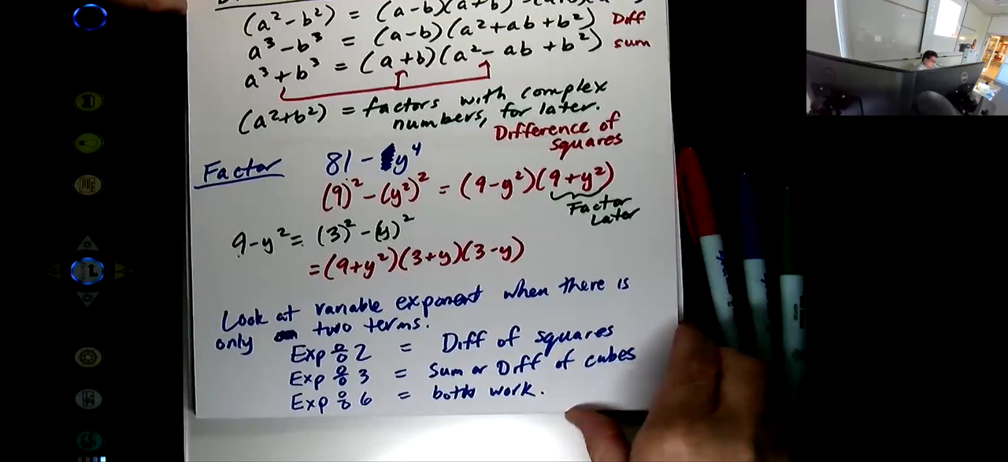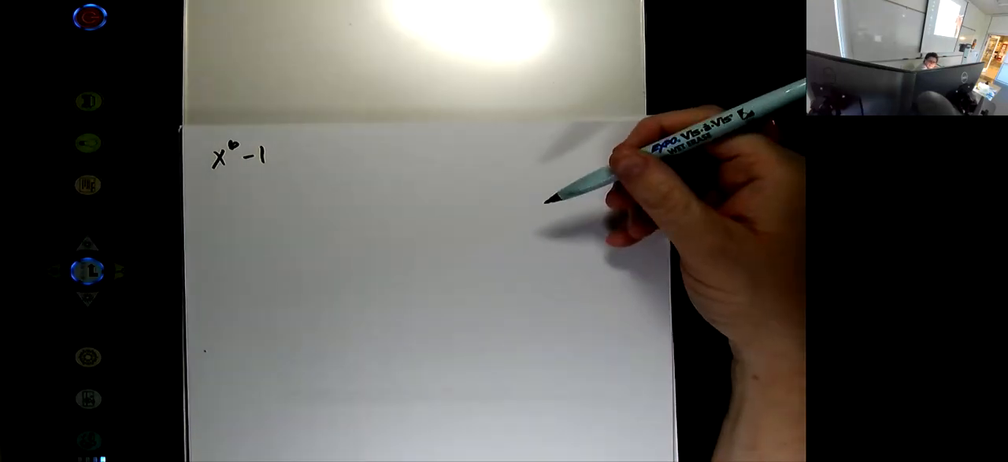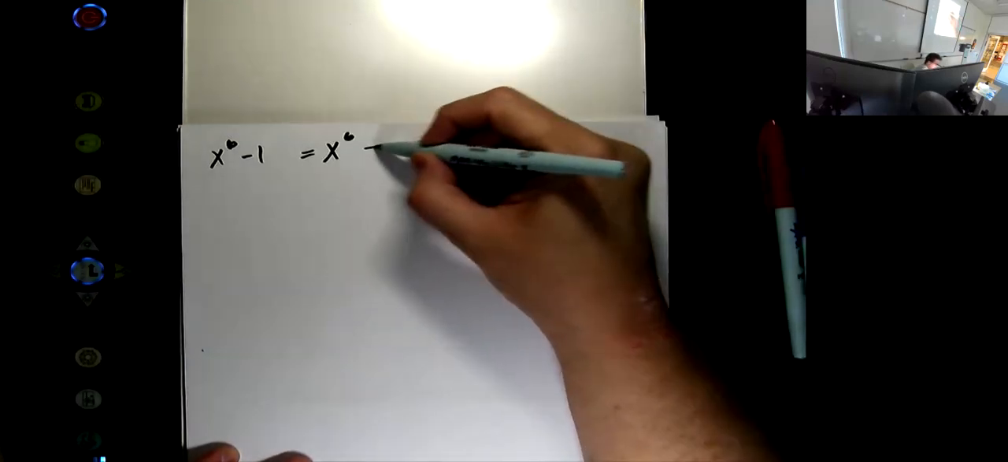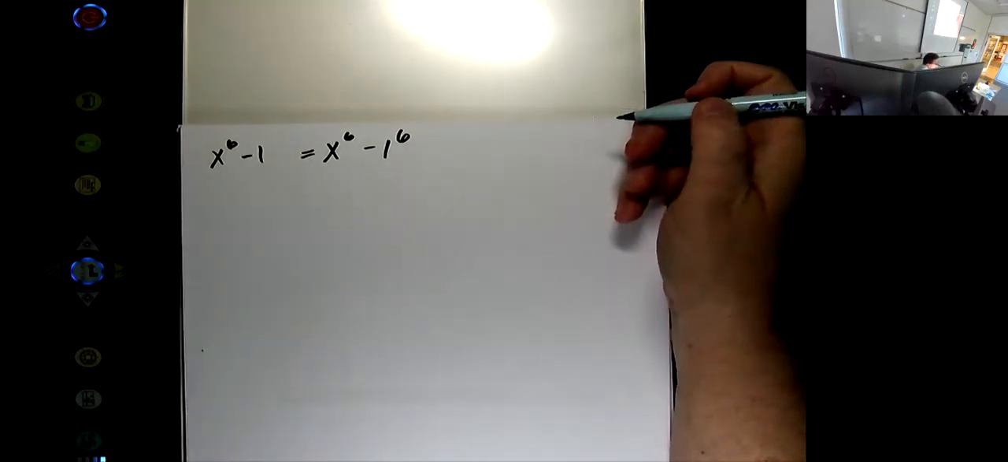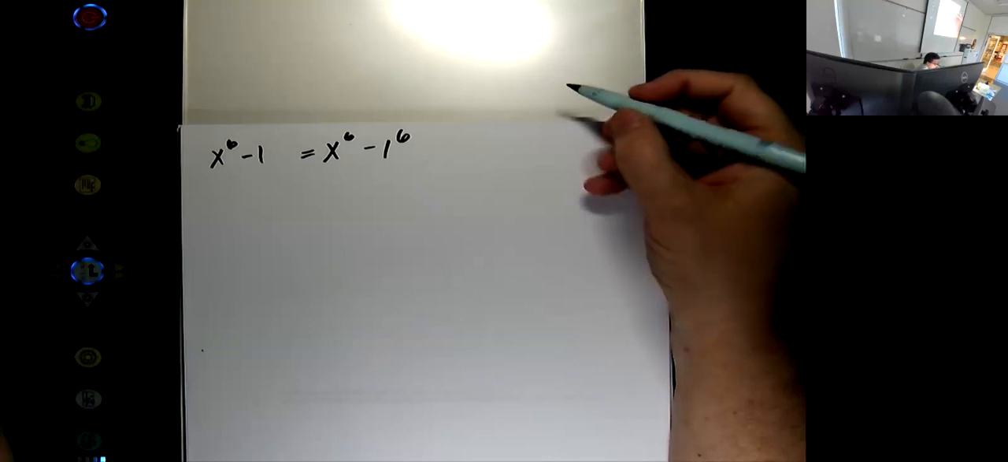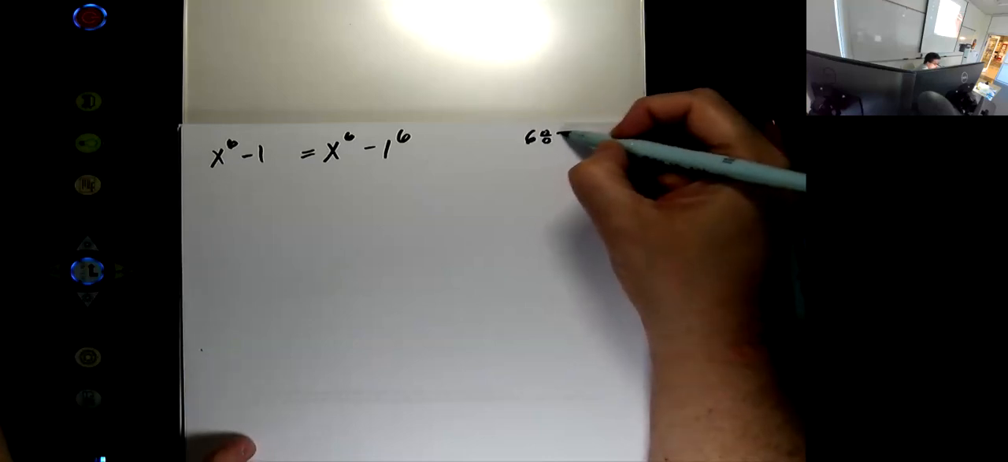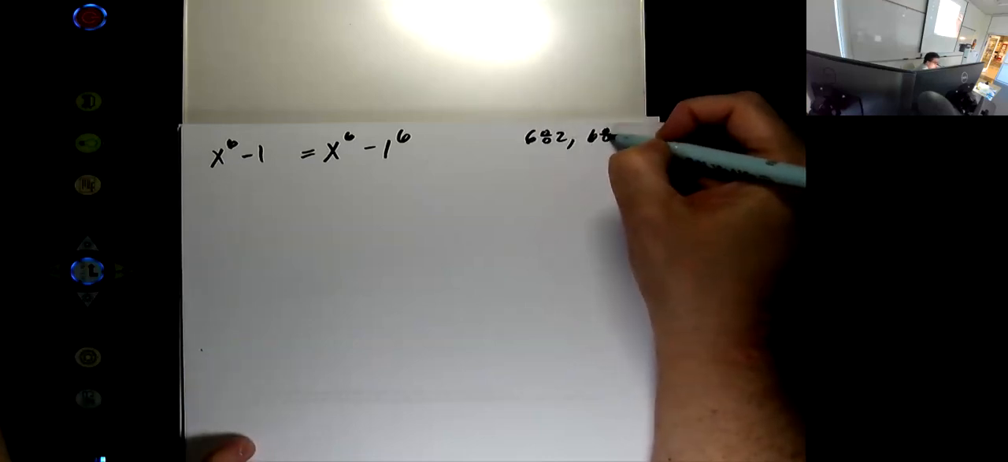Okay, you guys ready to see the math? Let's do the 6th power minus 1, which is the same as x to the 6th power minus 1 to the 6th power, because 1 to any power is still 1. So 6 is divisible by both 2 and 3.